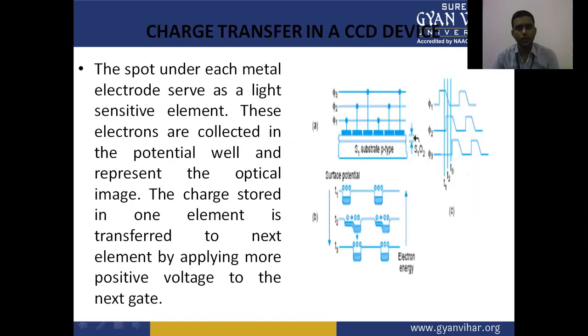Now, the charge transfer in the CCD device: how the charge is transferred. The spot under each metal electrode serves as a light sensitive element. These electrons are collected in the potential well and represent the optical image. The charge stored in one element is transferred to the next element by applying a more positive voltage to the next gate.